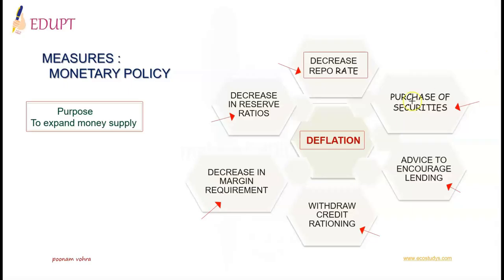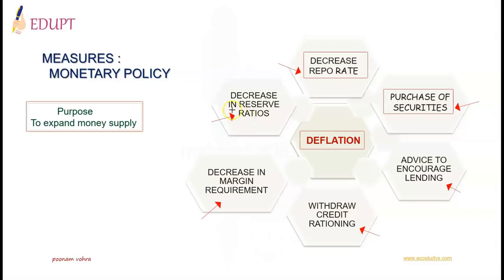Open market operations is buying and selling of government securities. Now in order to expand money supply, the central bank would purchase the securities so that money is released in the system. It raises the reserves of the commercial banks and positively affects the bank's ability to create credit.